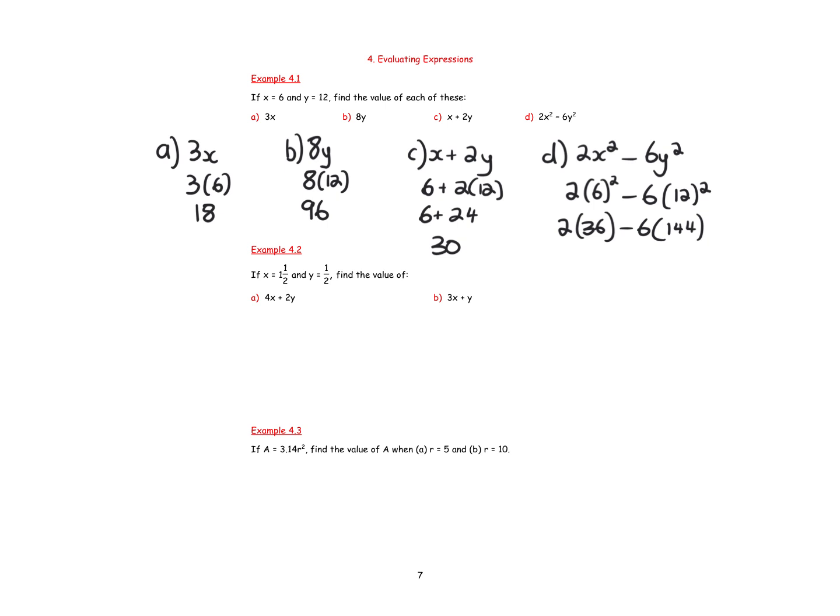Multiplying that then, 2 times 36 gives us 72, minus 6 times 144, which gives us 864. Finally then, it just becomes 72 minus 864, which gives us an answer of minus 792.